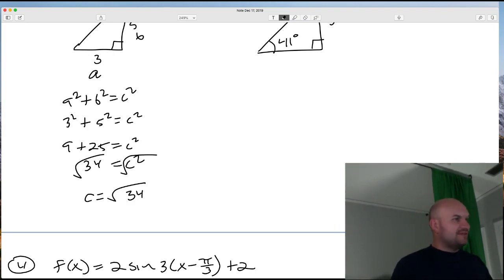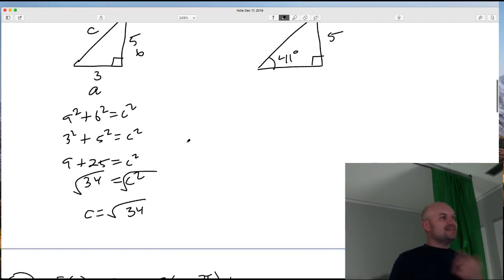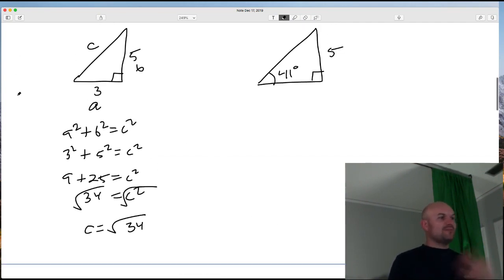And again, just remember, even though a lot of times when we introduce the square root we use the plus or minus, in this case we don't need the plus or minus, because when we're dealing with the hypotenuse, it's always going to be positive. The length of a triangle side is always positive. So therefore, we can just say C is the square root of 34.